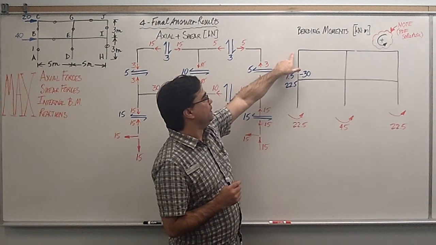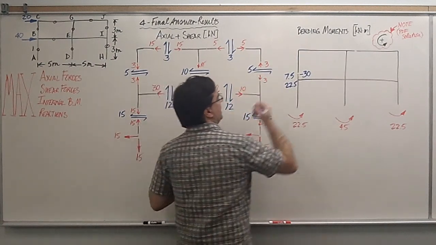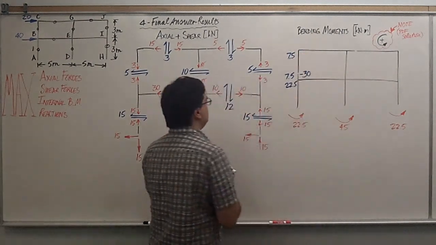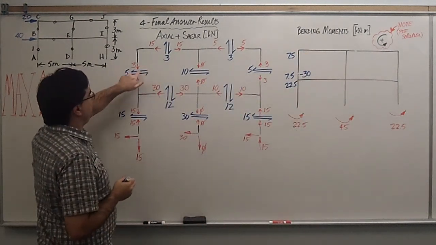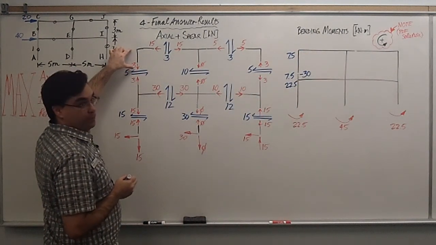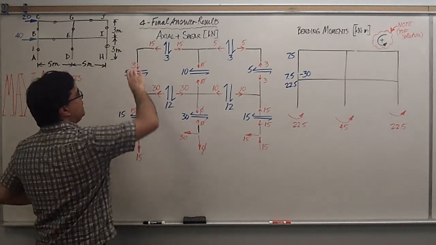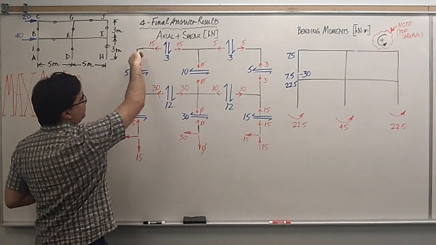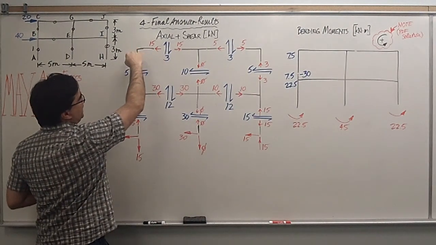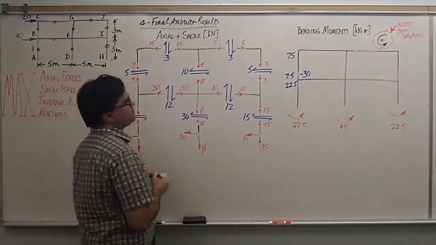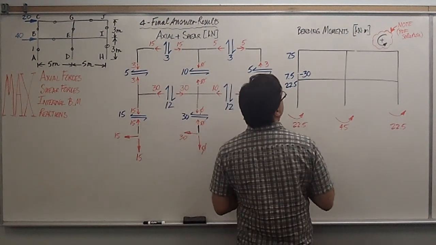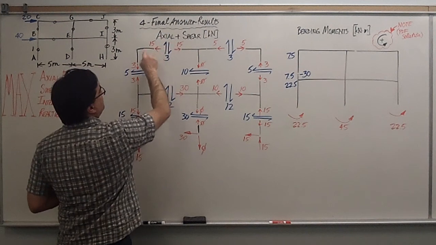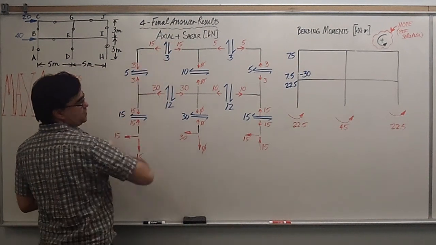Okay, let's move on. The moment here at this end is also going to be 7.5. Okay. Again, 5 times 1.5 is 7.5. This is trying to cause a negative moment, right, a clockwise moment. So the reaction here is counterclockwise, positive. Okay. At this end here, we're going to get 3 times 2.5, which is 7.5.